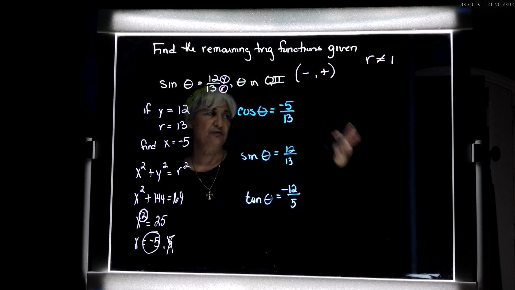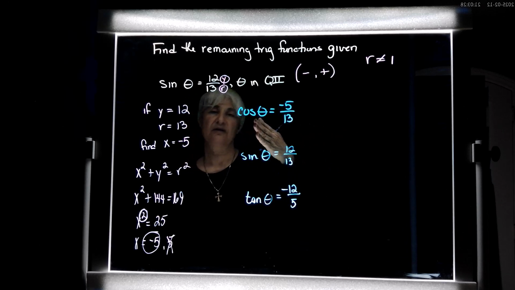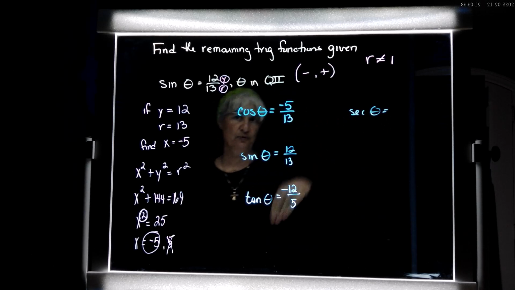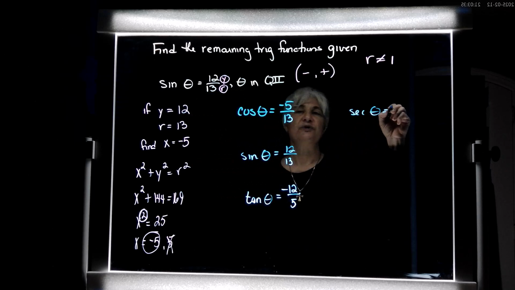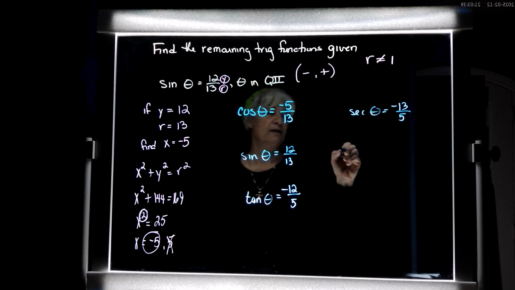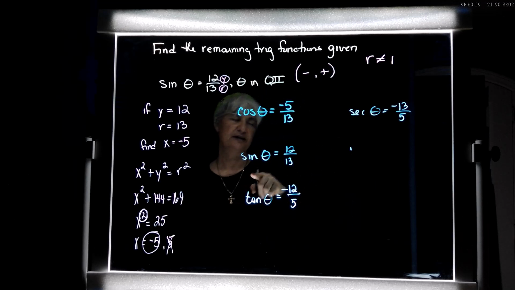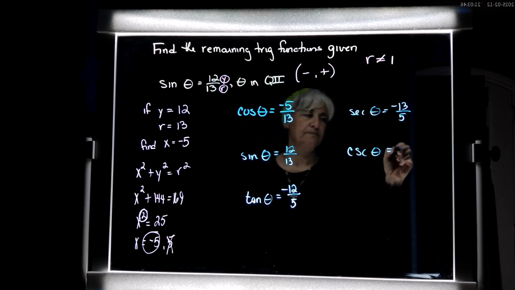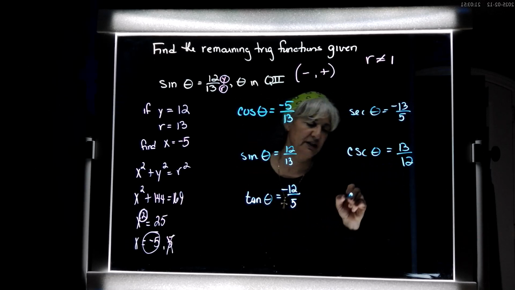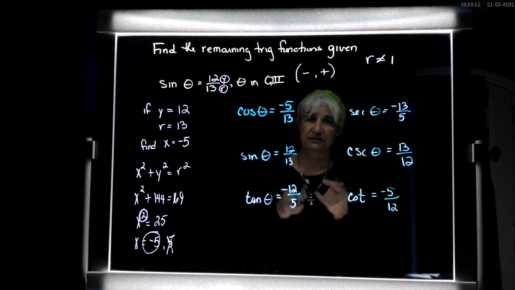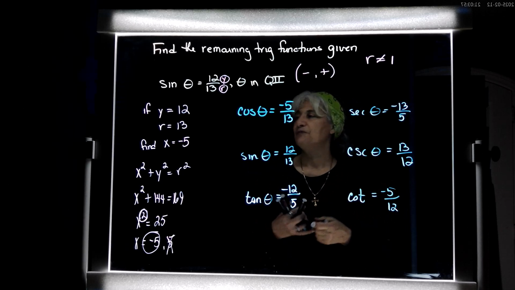Now the other three are just the reciprocals of these three. Secant, and we spoke about that in another video. If you need a refresher on it, go look at the other videos. The reciprocal of sine is cosecant, and last but not least, cotangent. Good? Makes sense? Excellent.